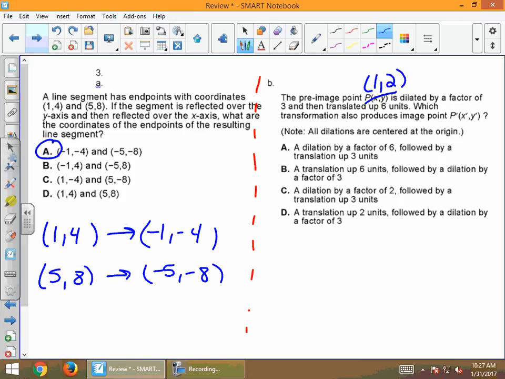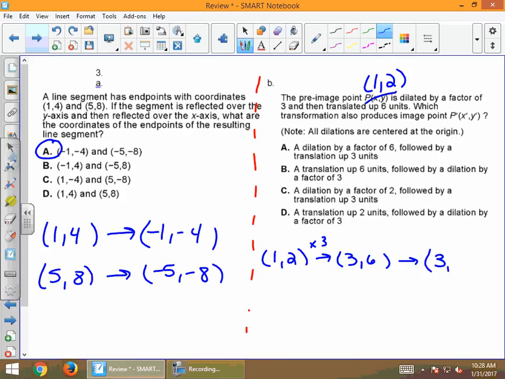Okay? Well, let's do those transformations to that point to see what our image point is. So when we have the point 1, 2, and it says dilated by a factor of 3, what are we doing to that point? Multiply by 3. So we multiply this point by 3. What's that going to turn into? 3, 6. Okay? Then we translated it up 6. So when we move something up, which value is changing, the x or the y? The y value, right?